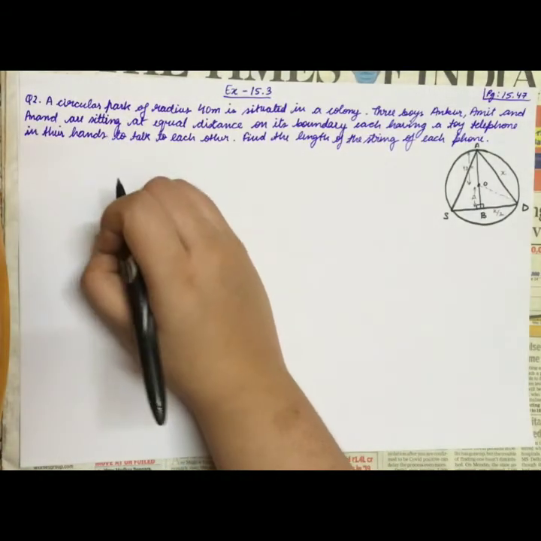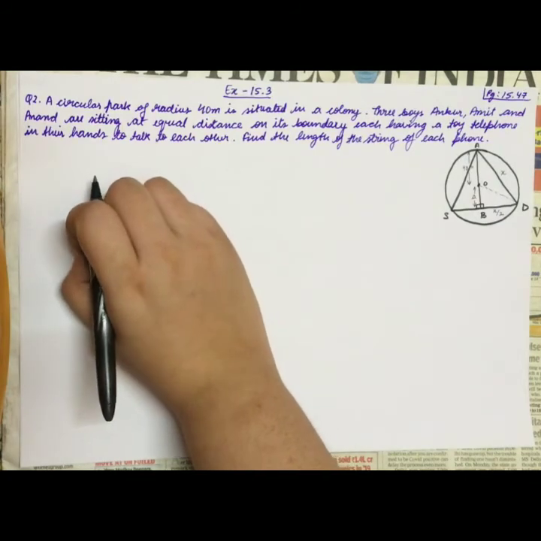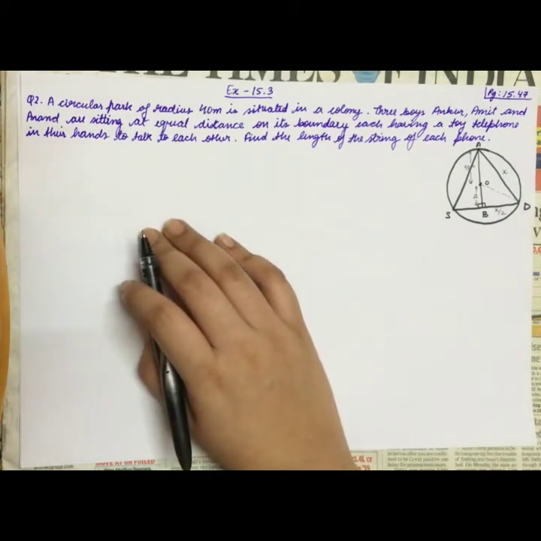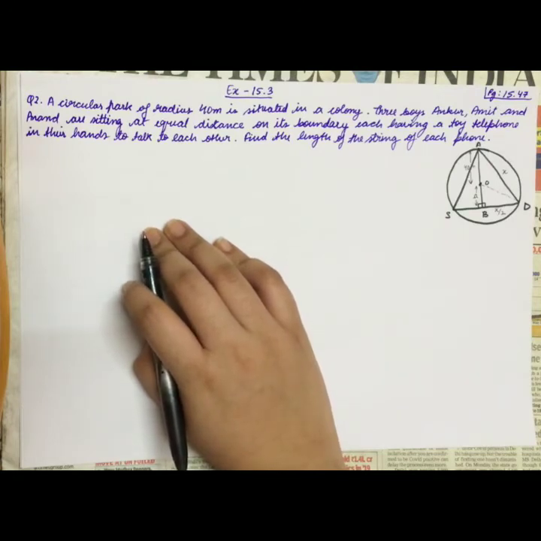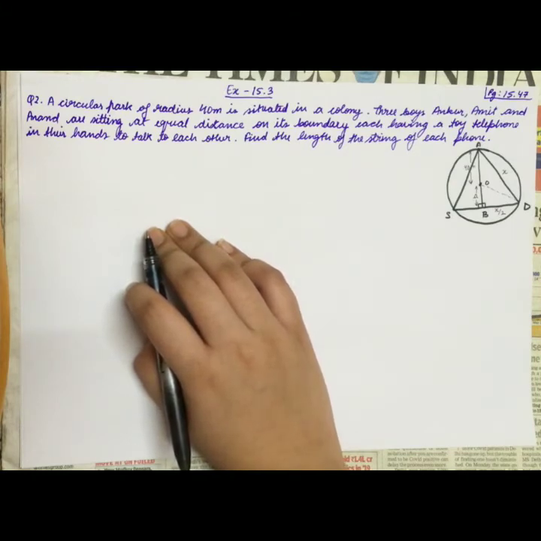Exercise 15.3. Question number 2. A circular park of radius 40 meter is situated in a colony. 3 boys, Ankur, Amit and Anand, are sitting at equal distance on its boundary, each having a toy telephone in their hand to talk to each other. Find the length of the string of each phone.